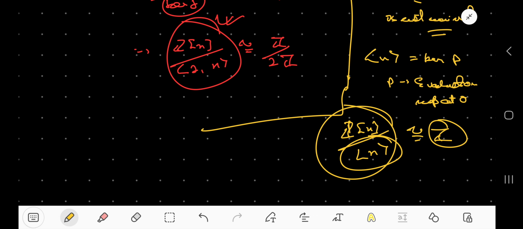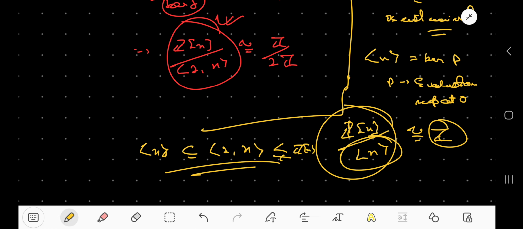And you can trivially check this out because the ideal generated by x is contained in the ideal generated by 2 and x, and the ideal generated by 2 and x is properly contained in Z[x]. So indeed it's a simple observation that it's not a maximal ideal.